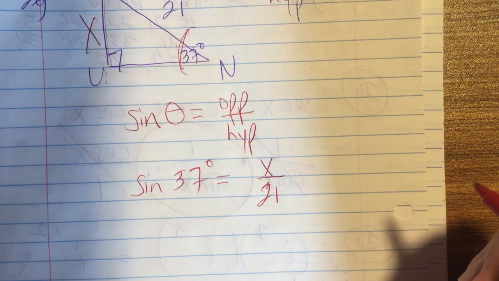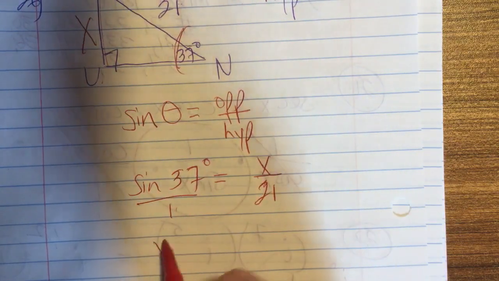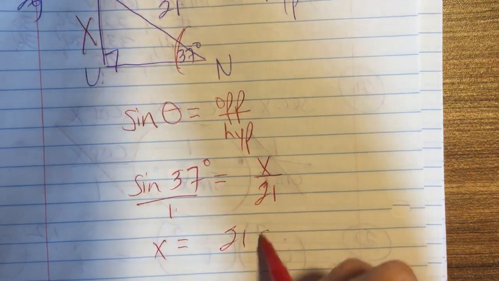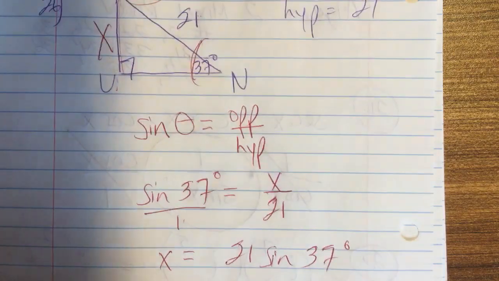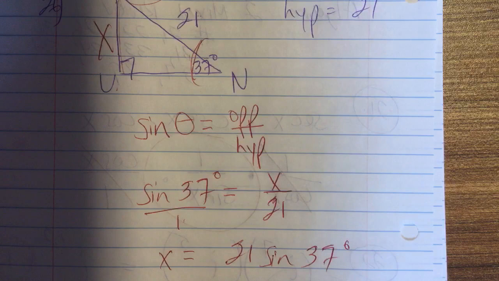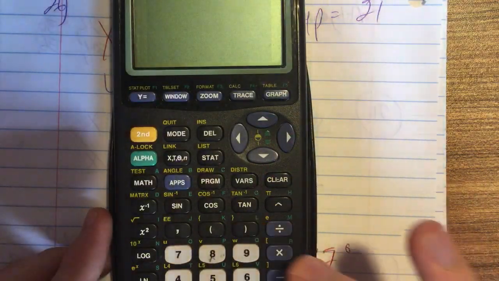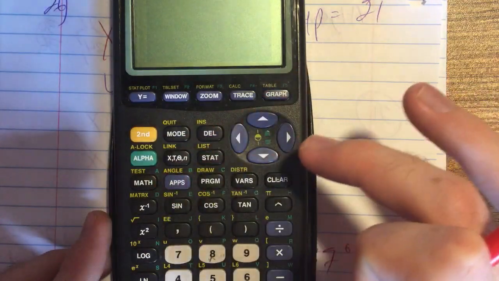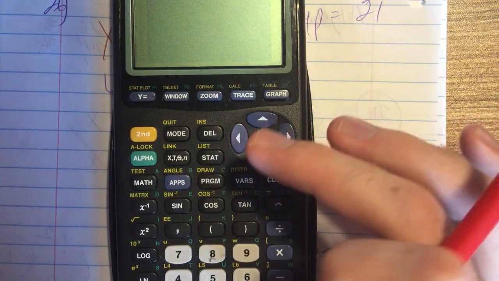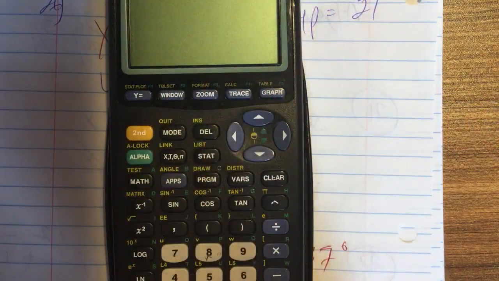And our goal is to find out what x is equal to. In order to do this, we're going to cross multiply. x times 1 is x, and we have to multiply 21 times the sine of 37 degrees. Make sure your calculator is in degree mode. First, I've got to check that I'm in degree mode, actually. I already am in degree mode, so that's good.